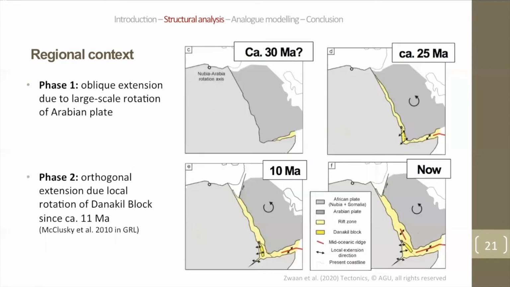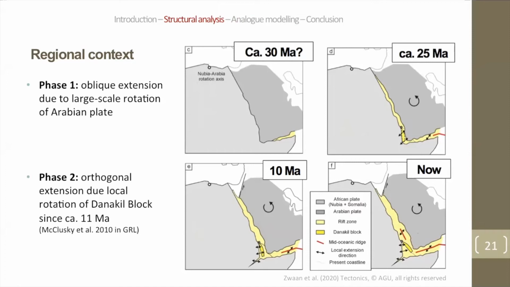This can be captured in a larger map, as shown over here, with the first phase and the rotation of Arabia causing, again, oblique extension, and the second phase involving the rotation of the Danakil block on a smaller scale, causing orthogonal extension more or less along the Western Afar Margin. Now with this, we have a general idea of the regional tectonics and the effects it had on the extension directions along the Western Afar Margin and the large-scale structures.